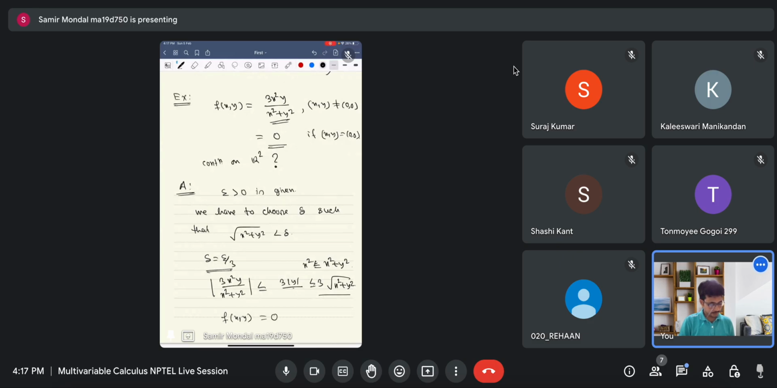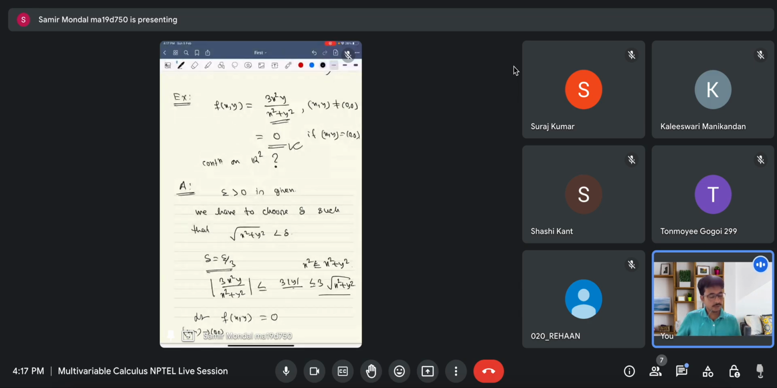When (x, y) is approaching (0, 0), and it is also given that the function value at the point (0, 0) is 0, so it satisfies all the conditions of continuity. So the function is continuous at the point (0, 0).